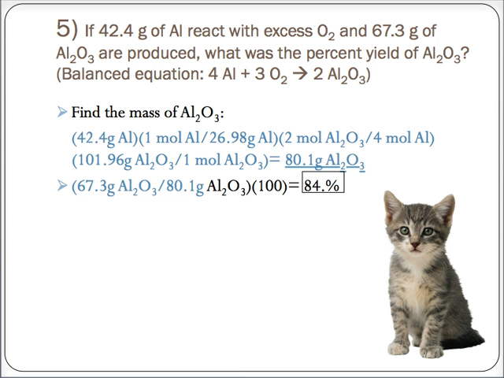We then plug that into our percent yield equation to get the percent yield. So 67.3 grams of Al2O3, the actual, over the theoretical 80.1 grams of Al2O3 times 100 to get the percent yield of 84%. And that is it for skill practice 34.